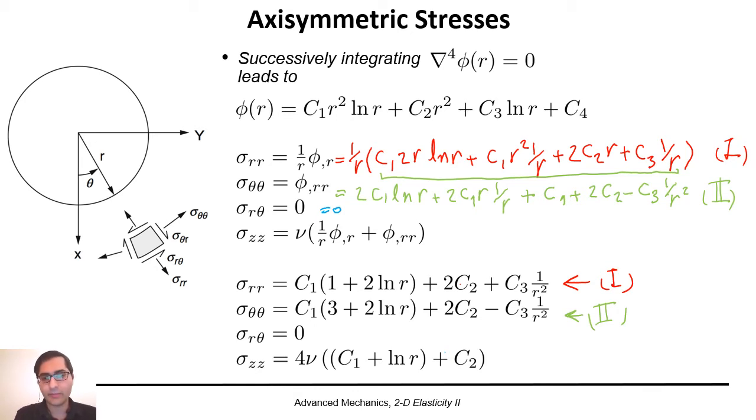And sigma zz is just a matter of nu multiplied by sigma rr plus sigma theta theta, which is equal to 4 times nu multiplied by c1, or basically c1 multiplied by 4 plus 4 ln of r.